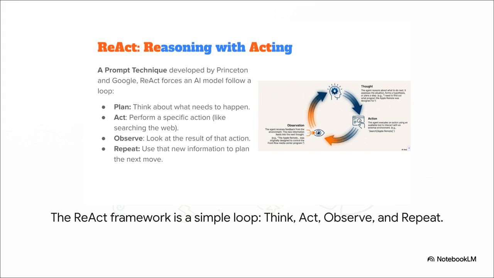First, the AI thinks about what needs to happen. Then it acts, it performs a specific task. After that, it observes the outcome. And finally, it uses that new information to plan its very next move. It's just this constant cycle of reasoning and acting.